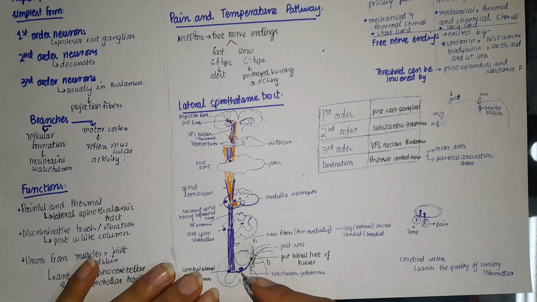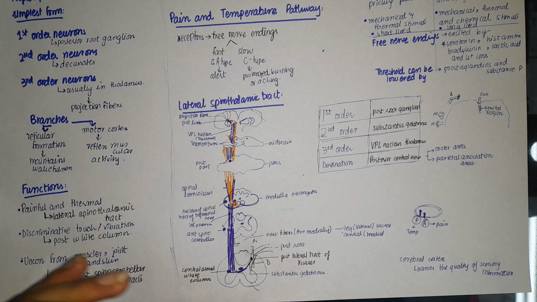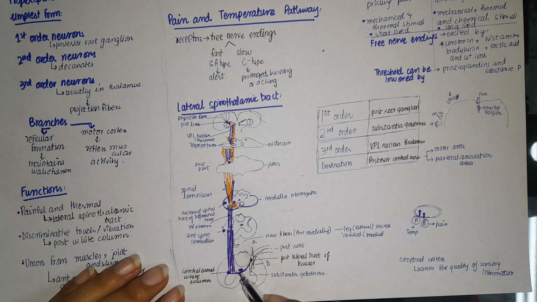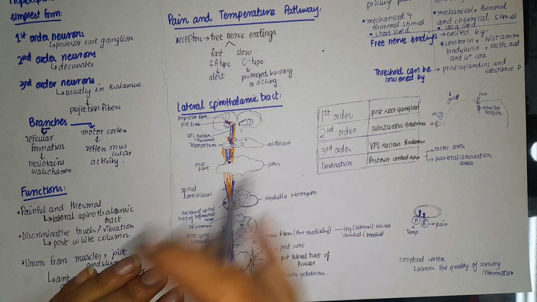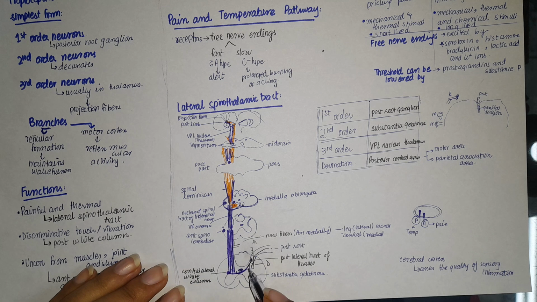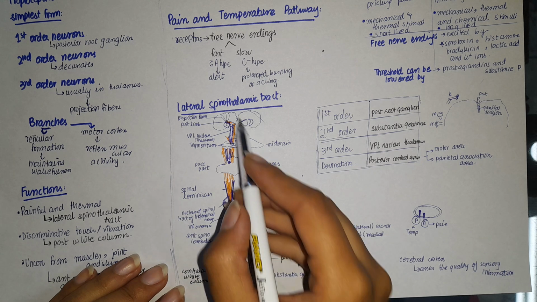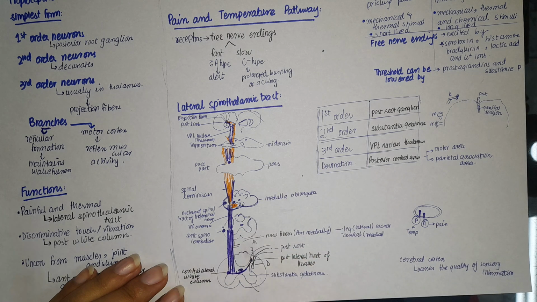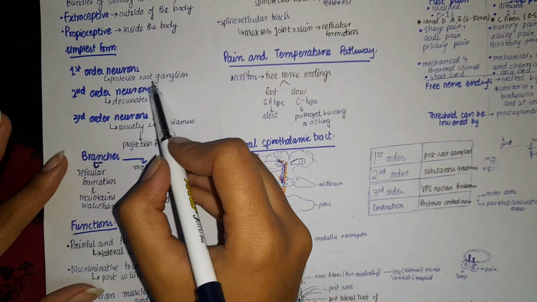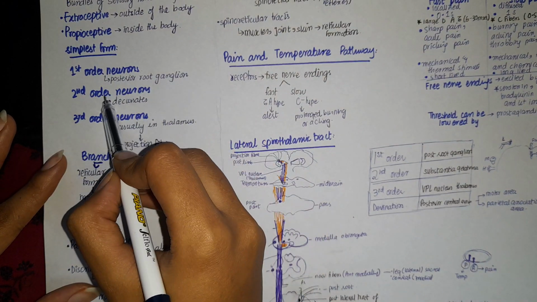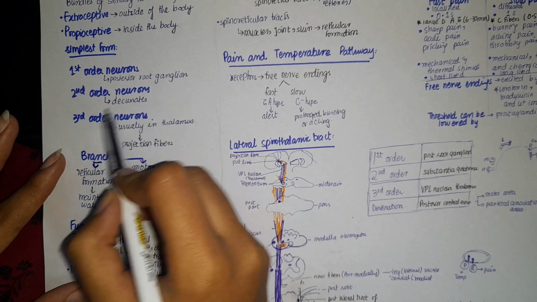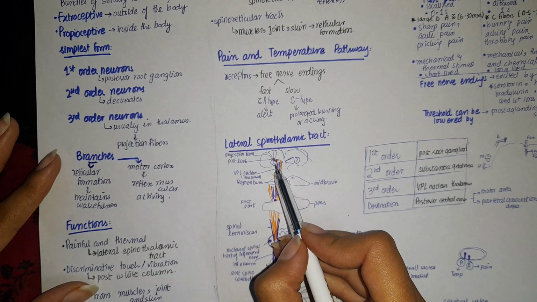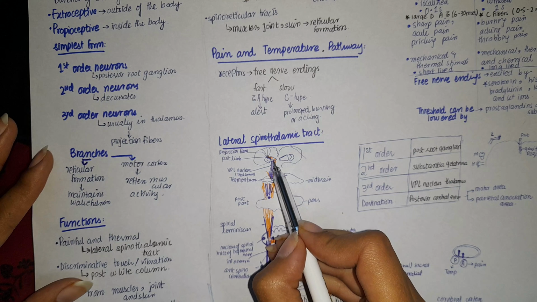They can decussate either at the spinal cord level. Decussation means to cross onto the opposite side. So they can either decussate at the spinal cord level, or they can decussate at the medulla level, etc. The ones that decussate at spinal cord level are known as the lateral spinothalamic tract, whereas the ones that decussate at the medulla level are known as the anterior spinothalamic tract. So first order neurons come from the posterior root ganglion. Second order neurons are the ones that are going to decussate, and third order neurons are usually in this region, which is known as the thalamus region of your brain.